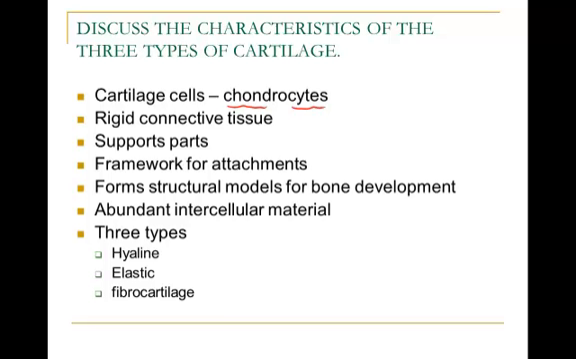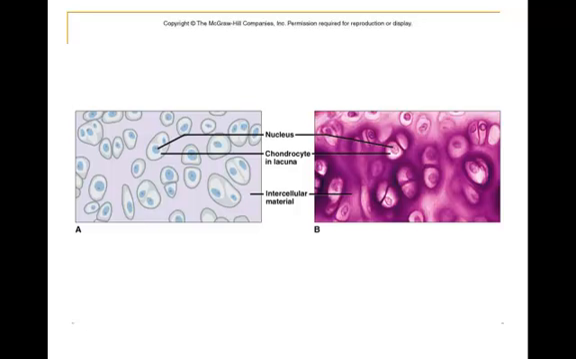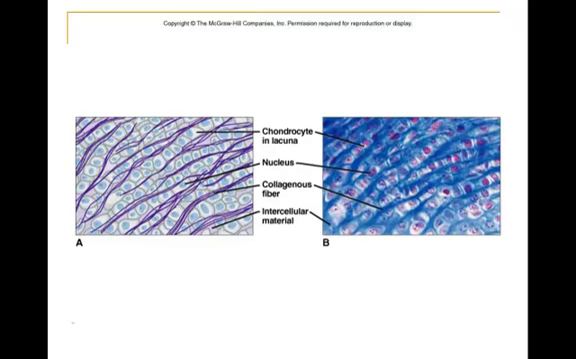Cartilage supports our body parts as they're put together and creates some structure in the framework. For example, the end of your nose, you can wiggle it around. That's cartilage. Your ear, cartilage. There are 3 different types: hyaline, elastic, and fibrocartilage. Some pictures of cartilage cells.